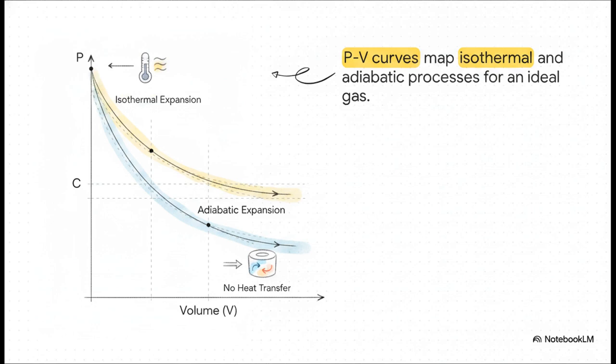That's an adiabatic process. Because absolutely no heat is allowed to enter the system from the outside lab, the gas has to spend its own internal energy to do the heavy lifting of expanding. And because it's spending its own energy, its temperature and pressure drop way more rapidly.